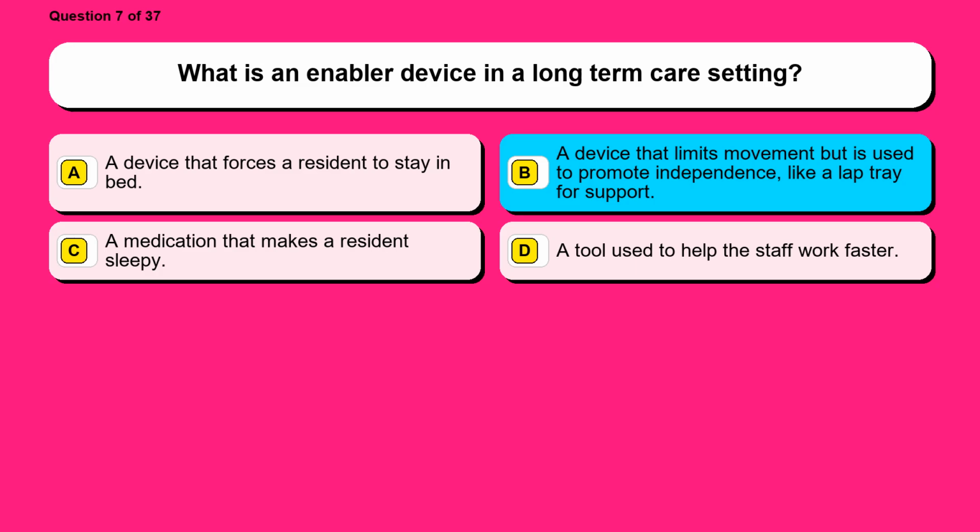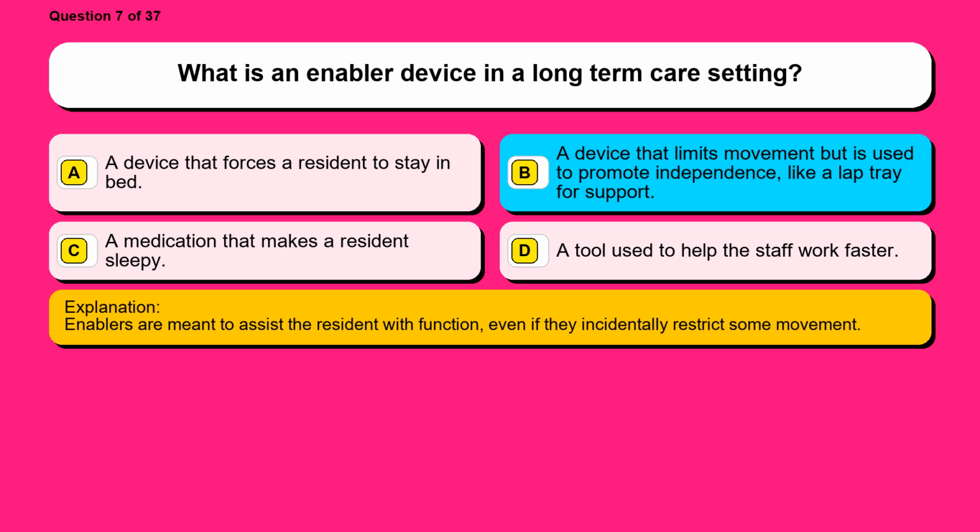The correct answer is option B. A device that limits movement but is used to promote independence, like a lap tray for support. Enablers are meant to assist the resident with function, even if they incidentally restrict some movement.